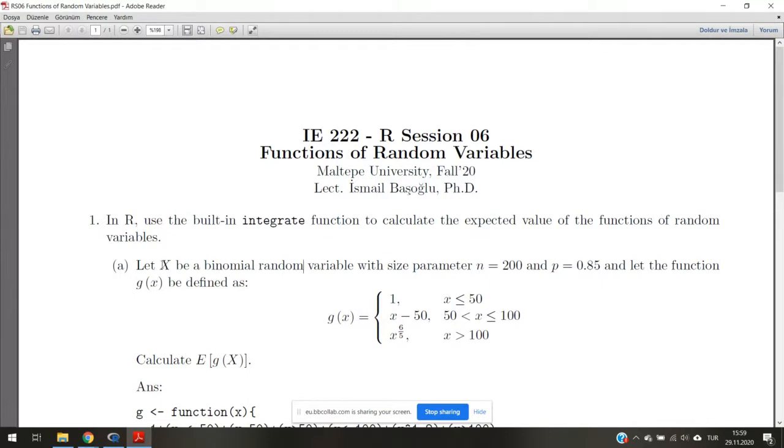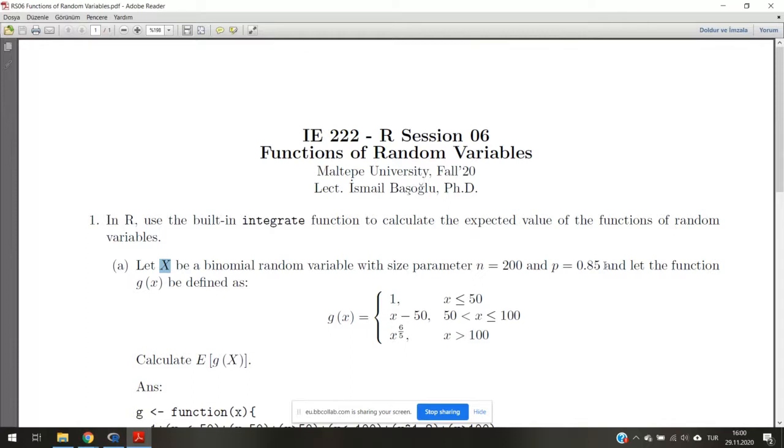The question says that our random variable capital X is a binomial random variable with size parameter 200 and success probability 0.85. So here we have a binomial random variable with a moderately large size parameter. Therefore, if we intend to calculate the related probabilities, it will be a little hard for us. Unfortunately, the success probability is not very small; in fact, it is also large. Therefore, it is not a good idea to approximate this binomial random variable with a Poisson random variable to ease the calculation operations. Fortunately, we have the programming language environment. Therefore, it is just going to help us to calculate the probabilities.